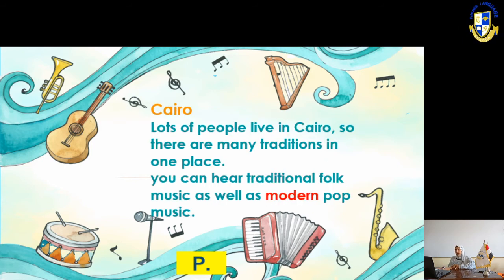Page 95 still. In Cairo, lots of people live in Cairo, so there are many traditions in one place. You can hear traditional folk music as well as modern pop music. Because the population is very high in Cairo, you can hear many traditional music in one place: traditional folk music and modern pop music.